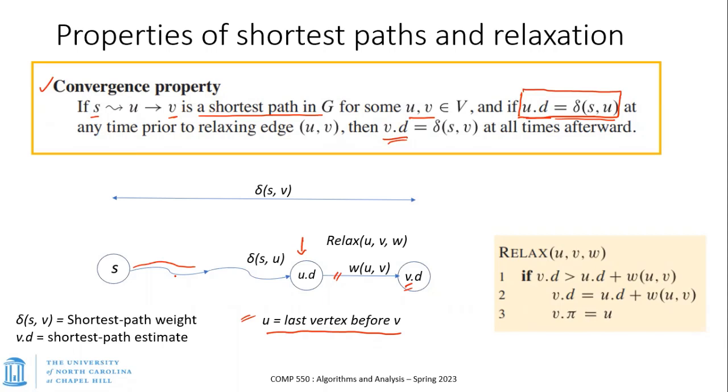It's not a path, it's an edge. So U is the last vertex before V, and there's only an edge between U and V. So it's not a path. You see this line over here? That's a straight line. That's not a path. So U is the last edge in that particular shortest path.